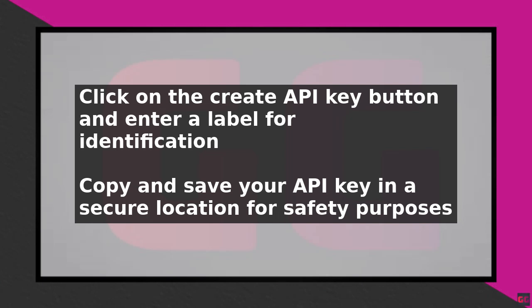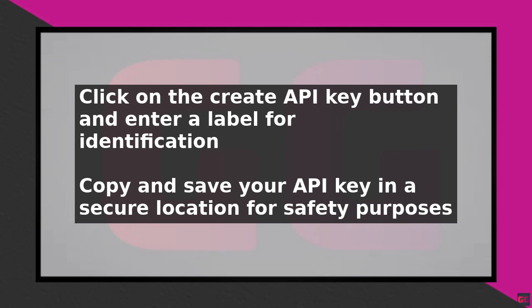If you need to revoke an API key, you can do so by clicking on the Revoke button next to the key in the API Keys section. When using your API key, make sure to follow best practices, such as only using the key for its intended purpose and never sharing it with anyone.